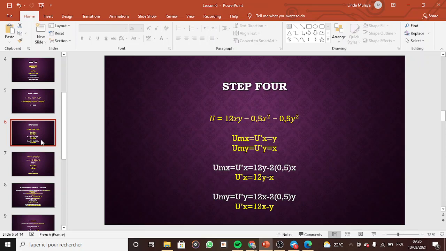Alright, so when trying to find the optimal combination using the total utility formula, we'll be using a case of classic differentiation. I don't know how well you guys remember differentiation from high school, but it's a basic rule that we will apply here.